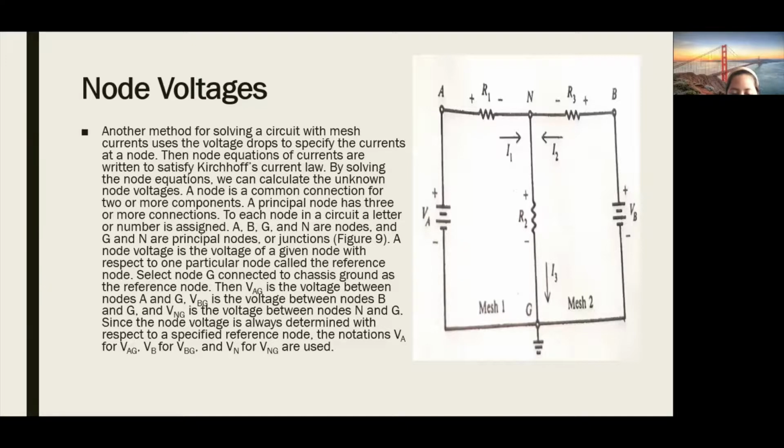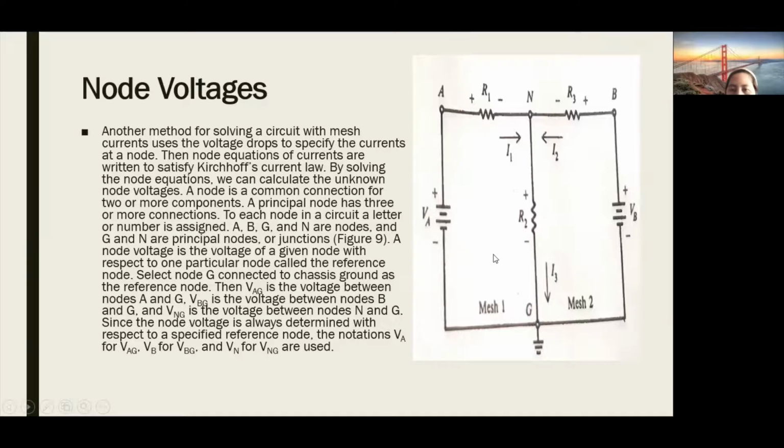Again, a node voltage is the voltage of the node with respect to the reference node. So select node G, connected to chassis ground, as the reference node. Then voltage VAG is the voltage between nodes A and G. Assume branch currents I1 and I2 enter node N. In key, you will recall the KVL and KCL.